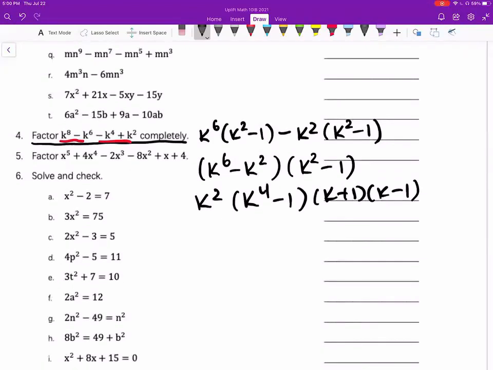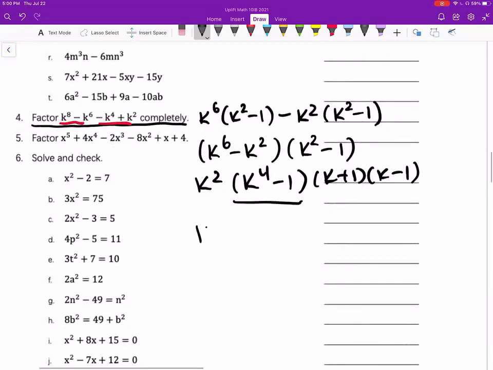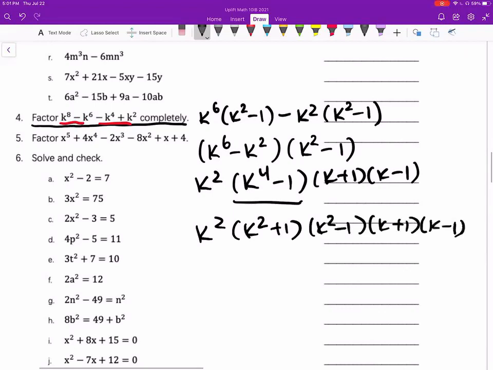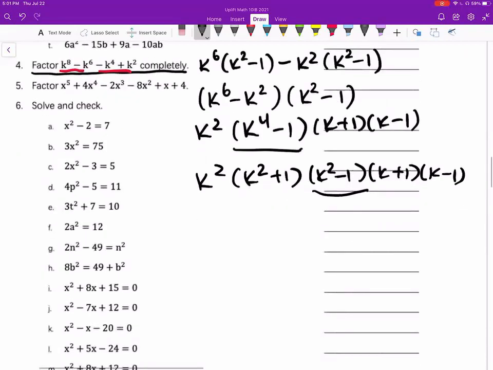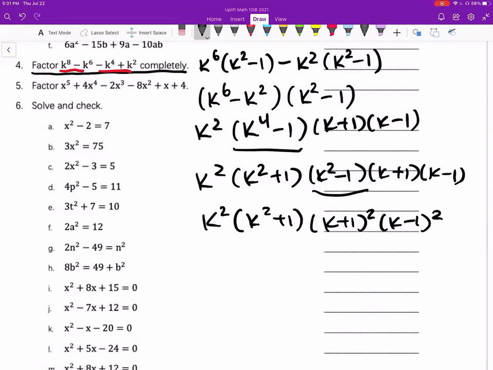However, we see that the term is actually another difference of squares. So we have k squared times k squared plus 1, k squared minus 1, k plus 1, k minus 1. And then we see that this is another difference of squares. So we end up getting k squared plus 1, k plus 1 squared, k minus 1 squared. It's a long one, but essentially you just have to group them together and then keep factoring out the difference of squares.